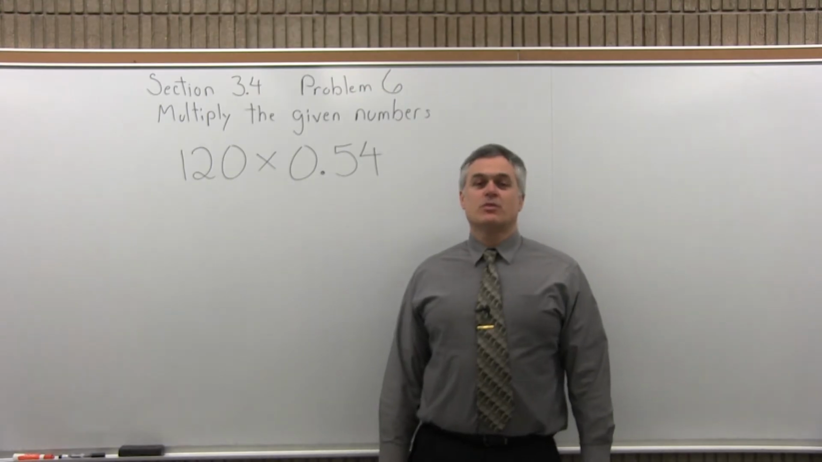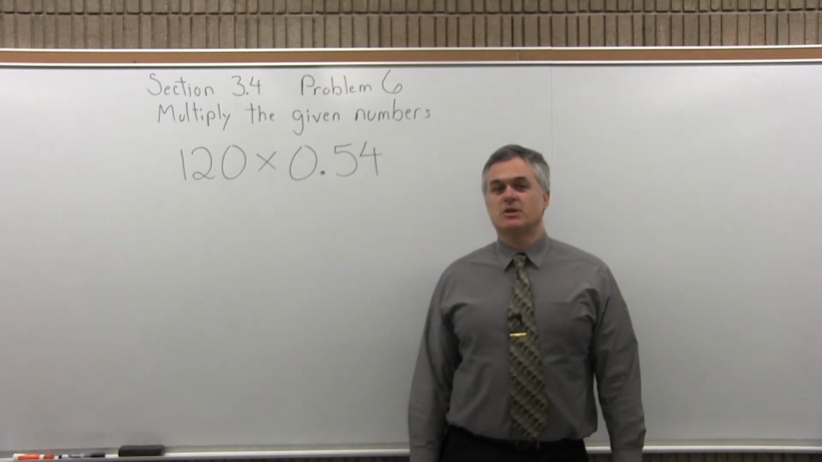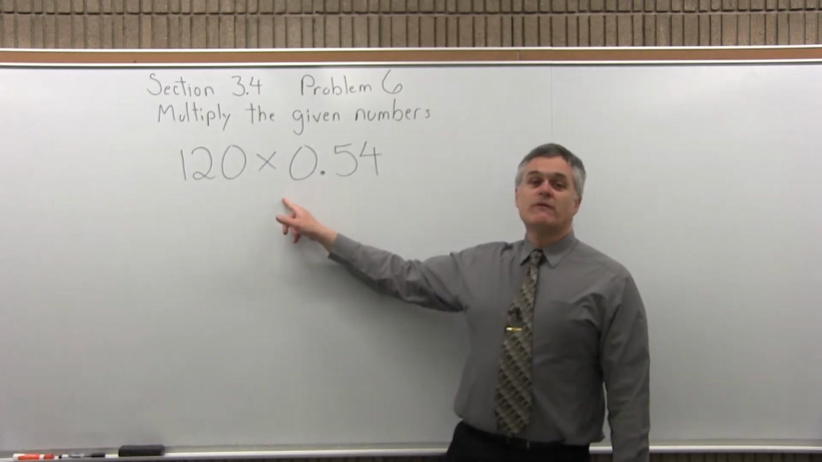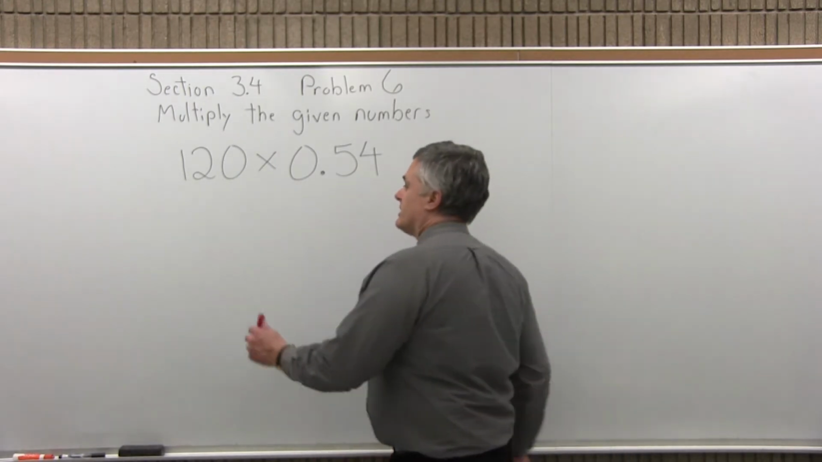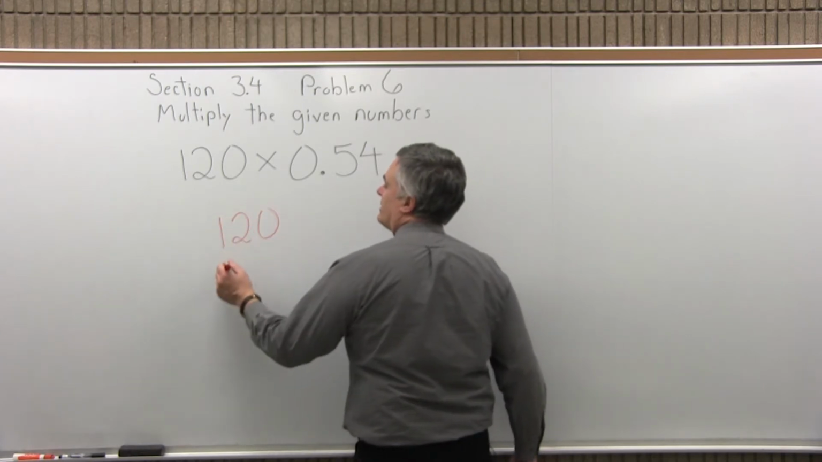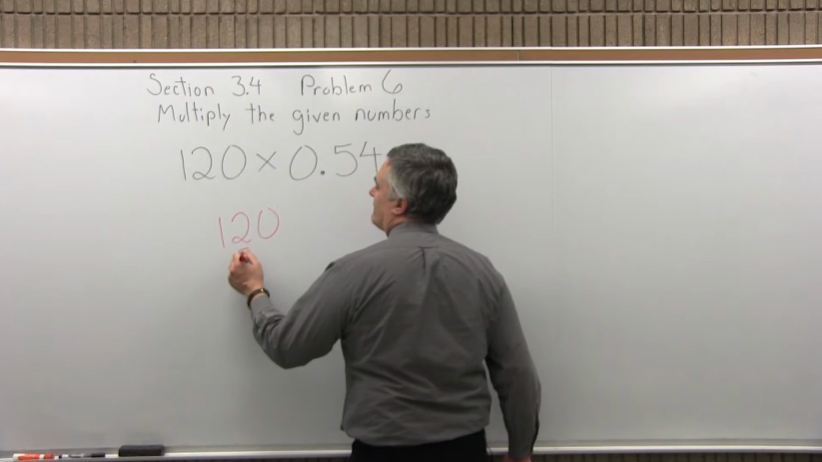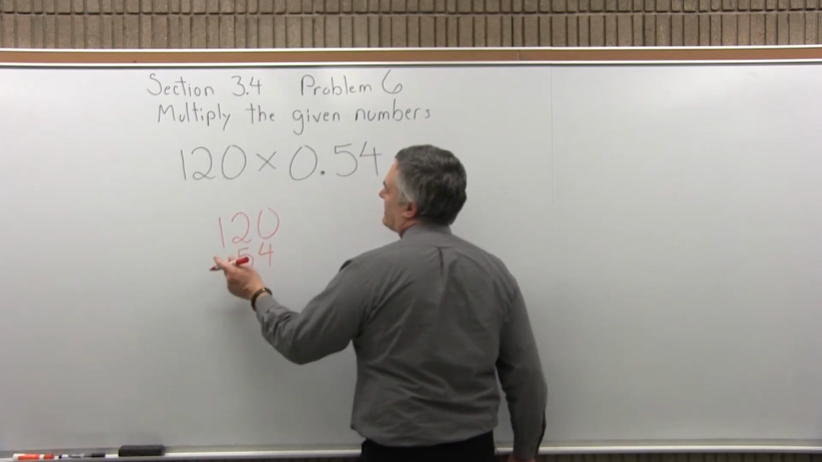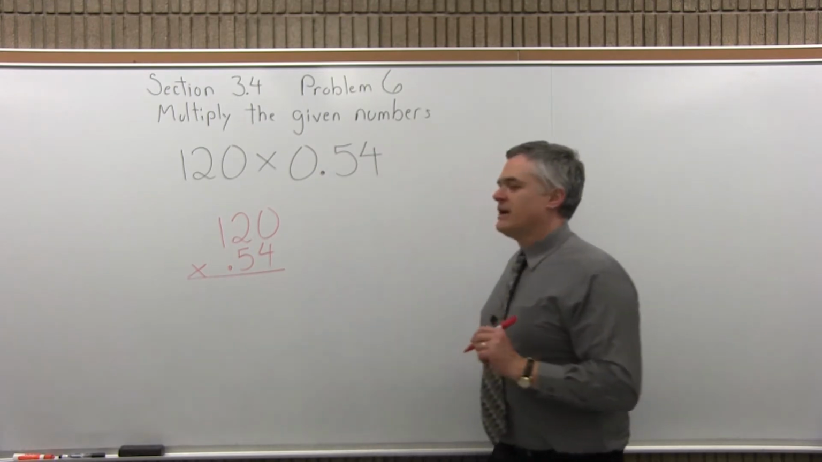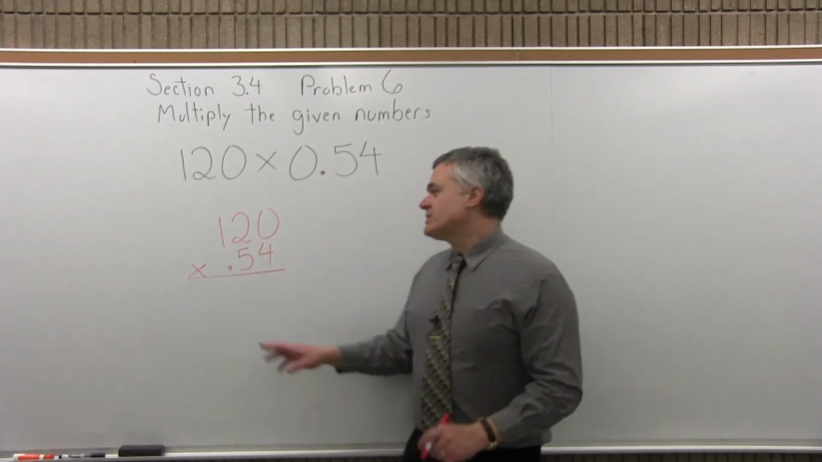This is Section 3.4, Problem 6. It says multiply the given numbers, and we have 120 times 0.54. So to get this started, I will write 120, and I write underneath 0.54. I don't really have to have the 0 in front. And I'll multiply that. So to multiply this, at first, just ignore the decimal.